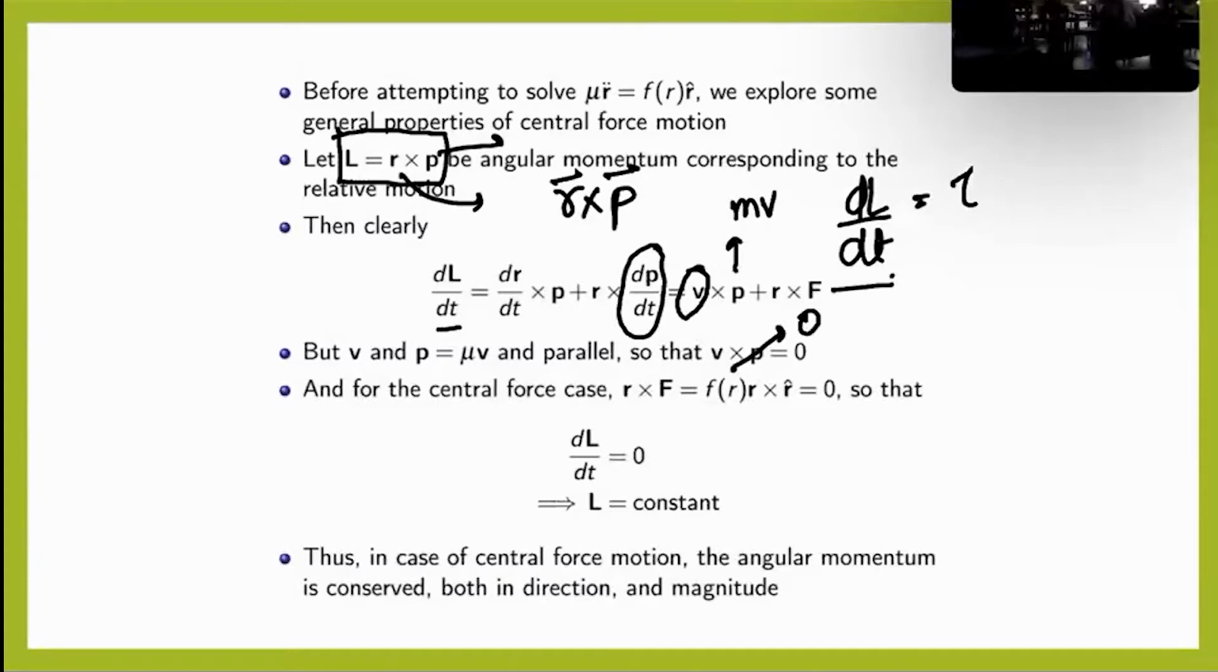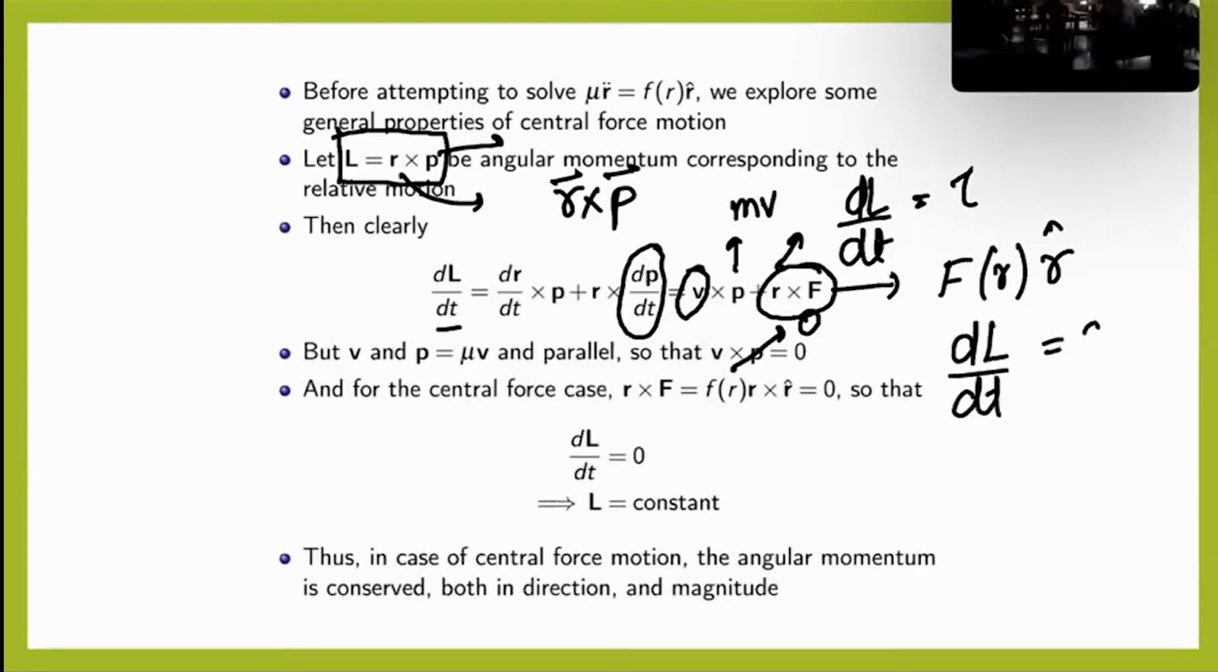However, we know that here we are taking what kind of a force? This is a central force. From the definition, a central force depends only on r, and it is always along the radial direction. So this second part also comes out to be 0, and you get dL by dt equal to 0, which means that L is a constant of motion, proving that your angular momentum is conserved, both in direction and magnitude. This was your first point.